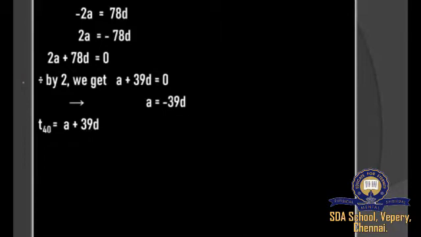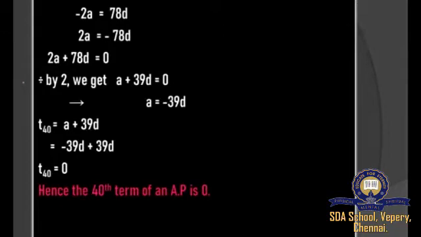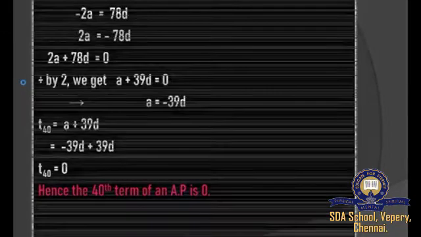So T40 can be written as A plus 39D, right? So can I replace minus 39D in place of A? What will happen? So T40 will be 0. Hence the 40th term of the AP is 0. I hope you people understand this.